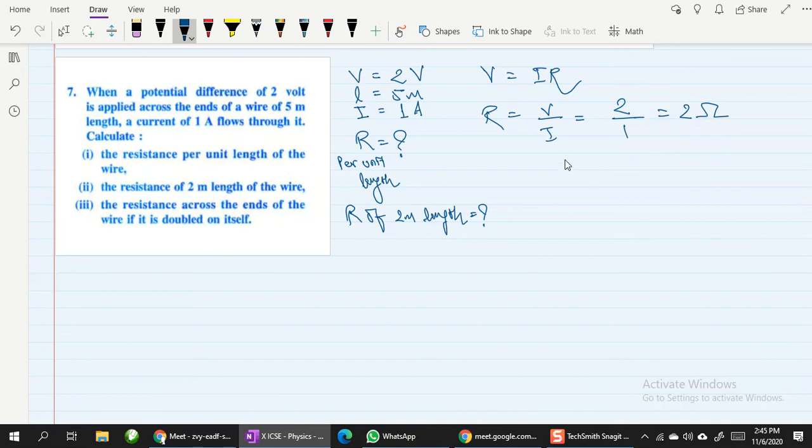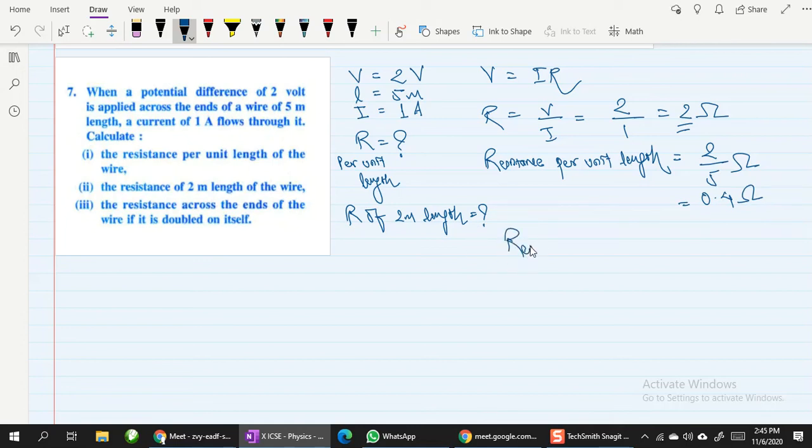So what will be the resistance per unit length? For 5 meters, the resistance is 2 ohm. Per unit means 1 meter. So 2 by 5 ohms. Can you tell me how much? 0.4 ohms. Correct. So what will be the resistance of 2 meter length?